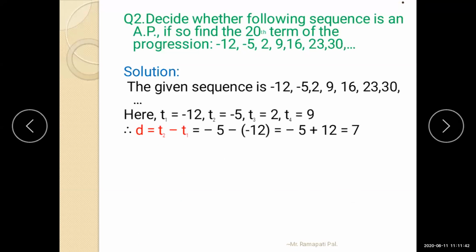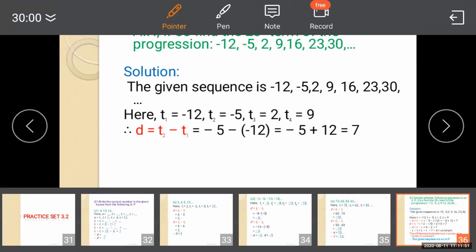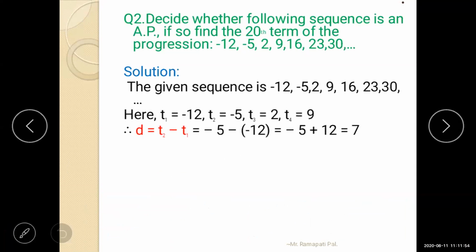Let's see how to find D. D is equal to T2 minus T1, which is equal to minus 5 minus, in the bracket, minus 12. So we know that this minus and this minus will become plus. So D is equal to minus 5 plus 12, which is equal to 7. Is it clear? Yes. Very good.